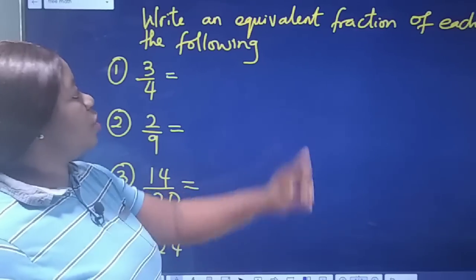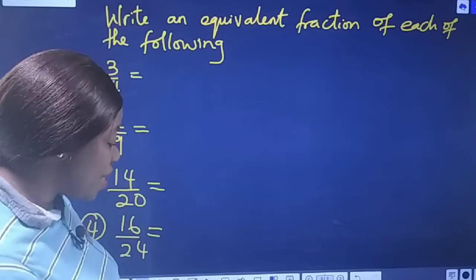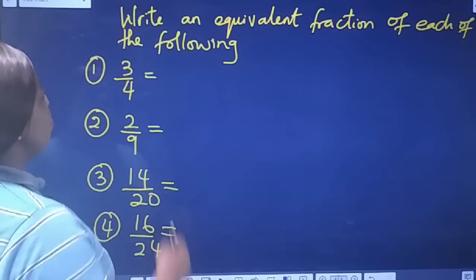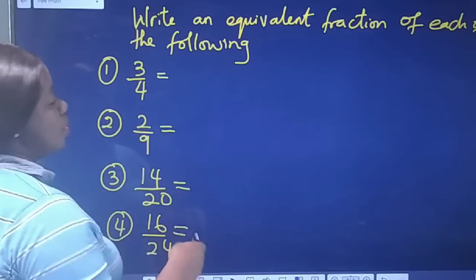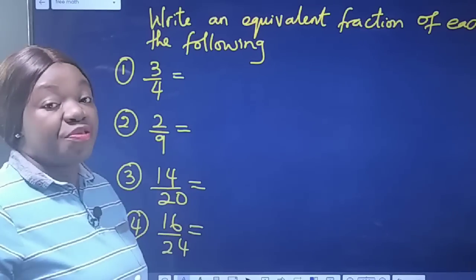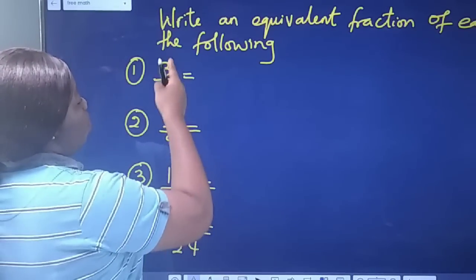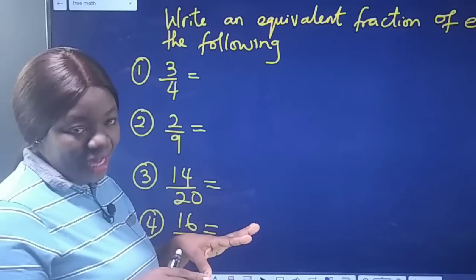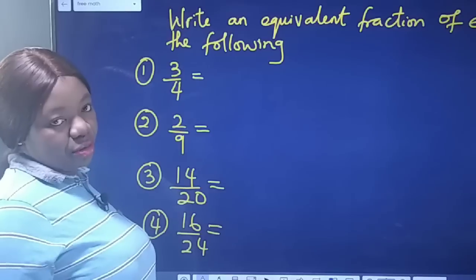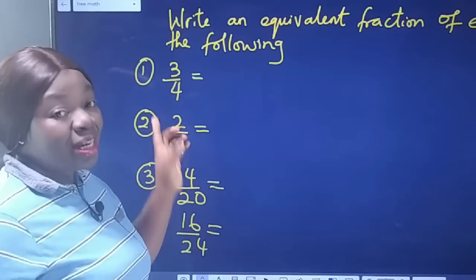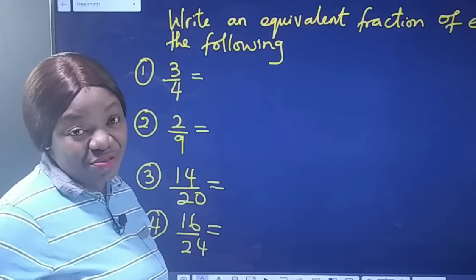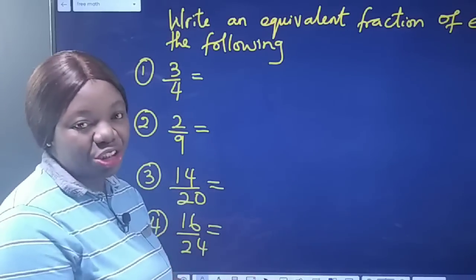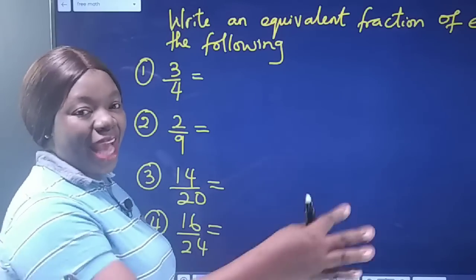Write an equivalent fraction of each of the following. Like I said at the beginning, equivalent fractions are equal fractions. Before you write an equivalent fraction of a fraction, check that the fraction is in the lowest term, that is, whether any number can divide the numerator and the denominator. If there is no number that can divide, just increase the fraction. When you check the fraction and no other number can divide the numerator and the denominator, then increase the fraction by multiplying by a higher quantity.